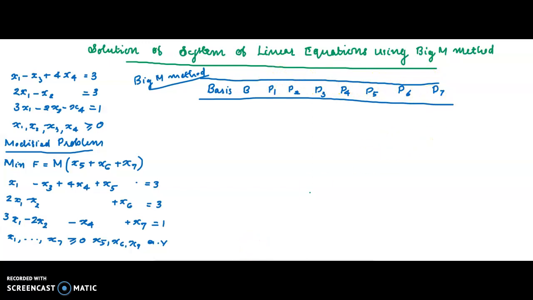And we have to write the coefficients from the modified objective function. The original objective function is not there since it is a system. So for P1, P2, P3, P4 it is 0. For the artificial variables P5, P6, P7 we take the value M. Then the basic variables are the artificial variables x5, x6 and x7. Coefficients all are artificial variables. In the bigger method, the coefficients of all of them will be capital M. The B values we separate with the basis B.